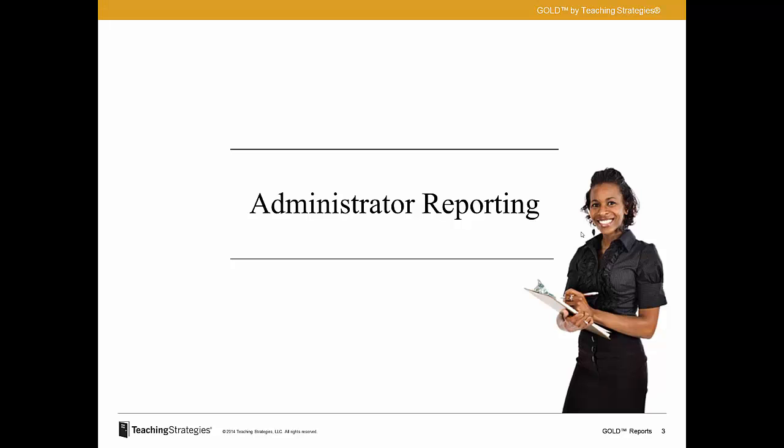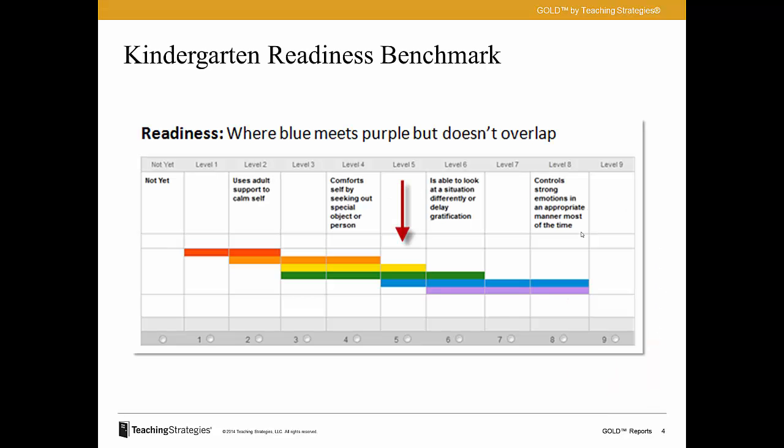So when we're talking about administrative reporting, first we're going to talk about the comparative report. When we talk about the comparative report and Gold readiness, our readiness point in Gold is defined as where blue meets purple but does not overlap. When you look at our progressions and the color bands that go with them, you can see we have basically the rainbow, Roy G. Biv. Where the blue meets the purple but does not overlap, in this case, it would be level 5, the Gold readiness benchmark.